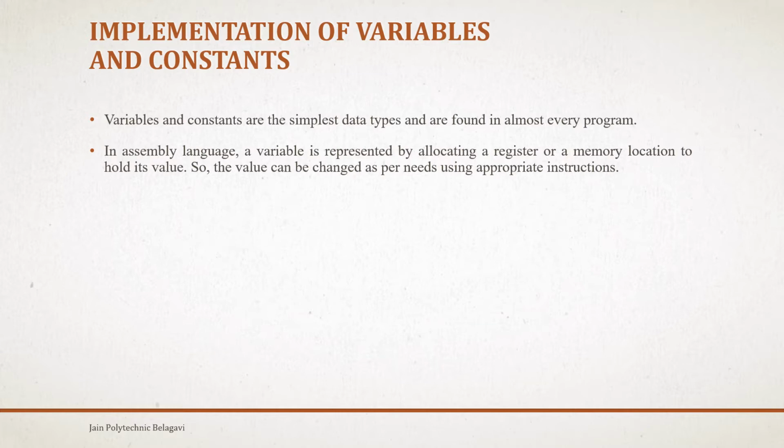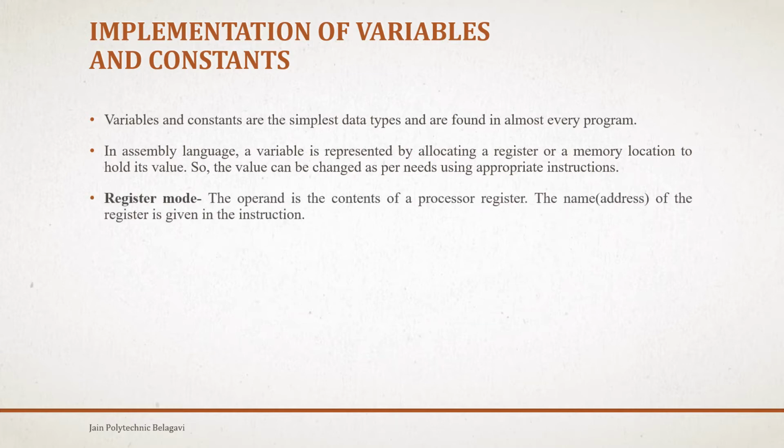Now if you have a variable, in assembly language it is represented by allocating a register or a memory location. So always a variable name is given as a register or a memory location in assembly language. The value can be changed as per the needs using appropriate instructions. Now there are two types of mode for using the variables. First one is register mode.